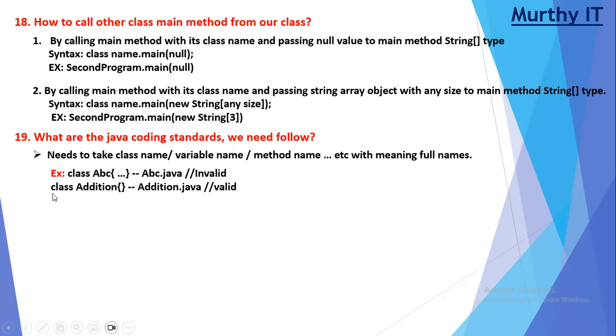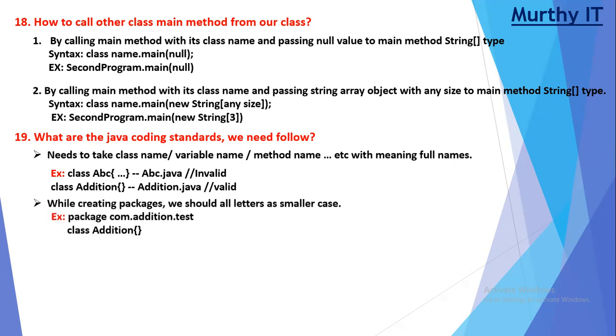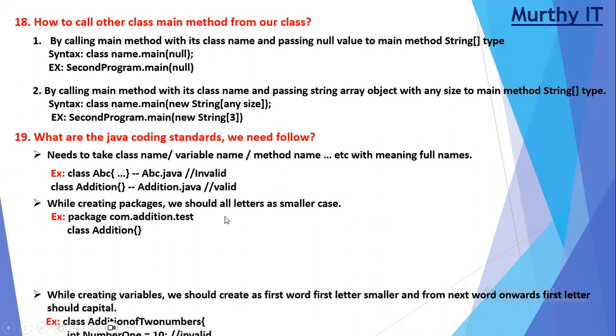For example, I am doing addition of two numbers. If you take class Addition, by seeing that class name we can understand that we are doing addition of two numbers. That's why we have taken the class name as Addition. While creating a package, we should take all letters in small case. For example, the package com.addition. Here all of these are small letters.